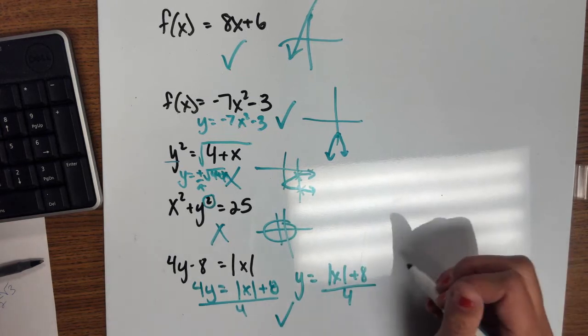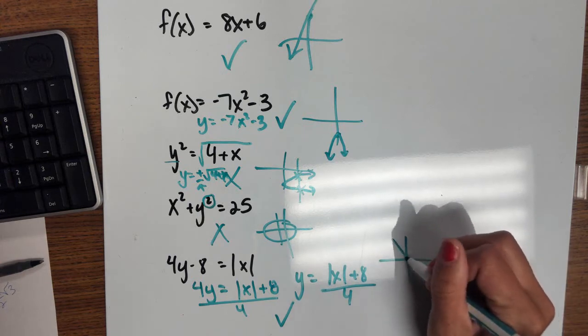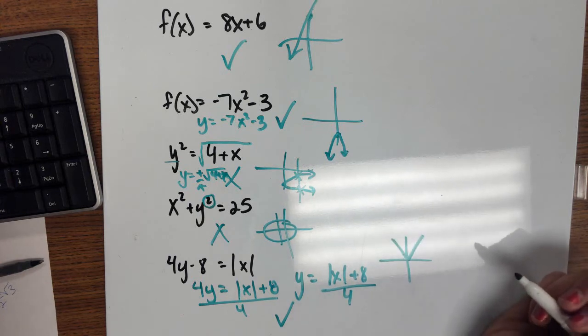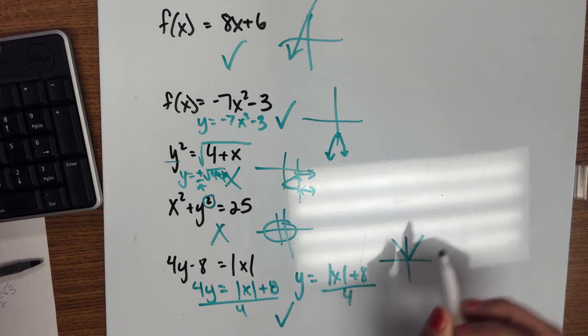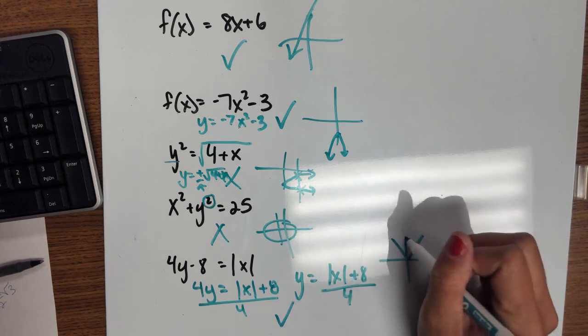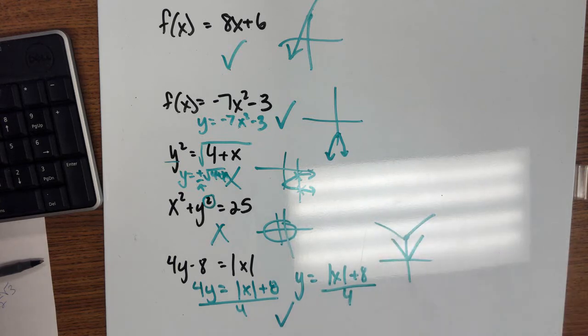And if you remember the parent function of the absolute value, it's the V, which would pass the vertical line test. It's going to be shifted up 8, and then it's going to have a wider slope. Think of it that way. So either of those methods will work: graphically, or solve for y and make sure there's no plus or minus.